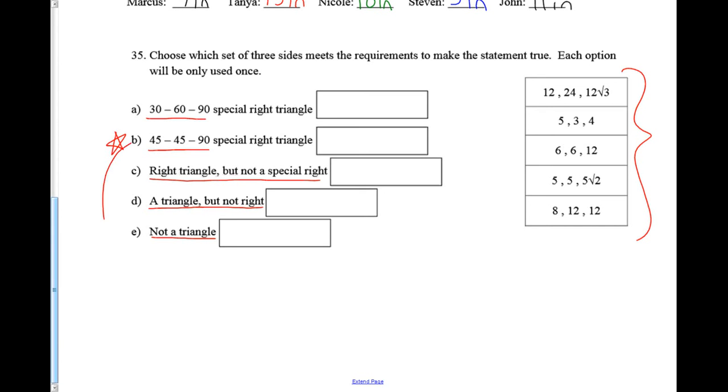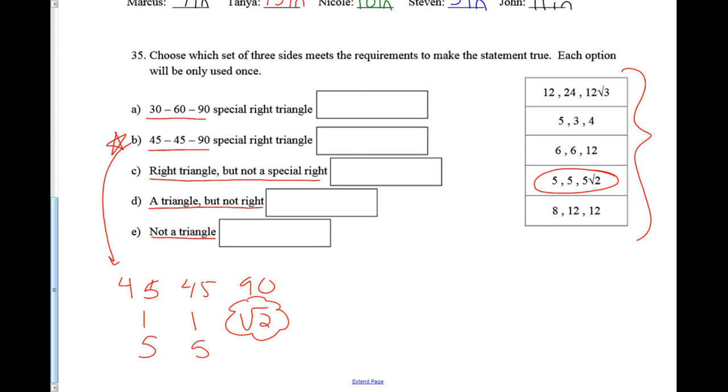Now for B, for a 45-45-90, we know that our ratio is 1, 1, square root of 2. So somewhere there has to be a side that has a square root of 2. So let's go to my answer choices, and the only one I have with that option is right here. And would that fit, to have a 5, 5, and a 5 square root of 2? Those ratios would all be equal. If you cross multiply them, you get the same thing. So I have an isosceles triangle because it's 45-45-90, two sides are equal. That's the 5 and the 5. And then I have a 5 square root 2.